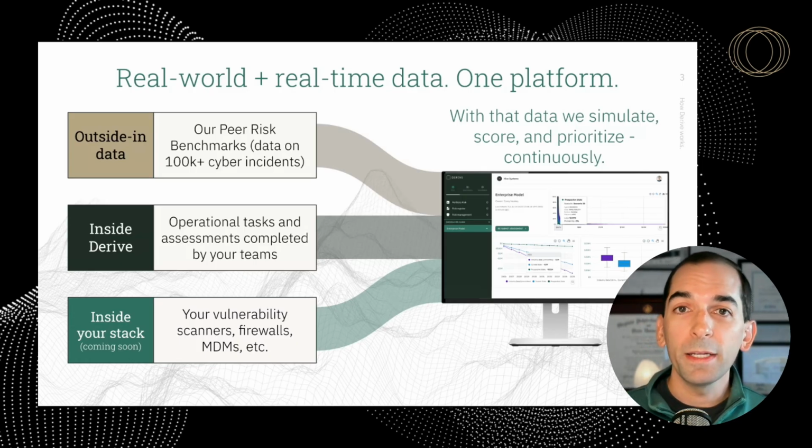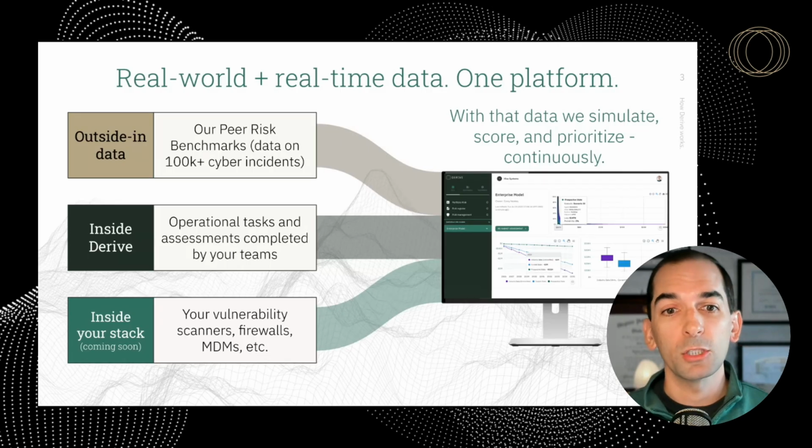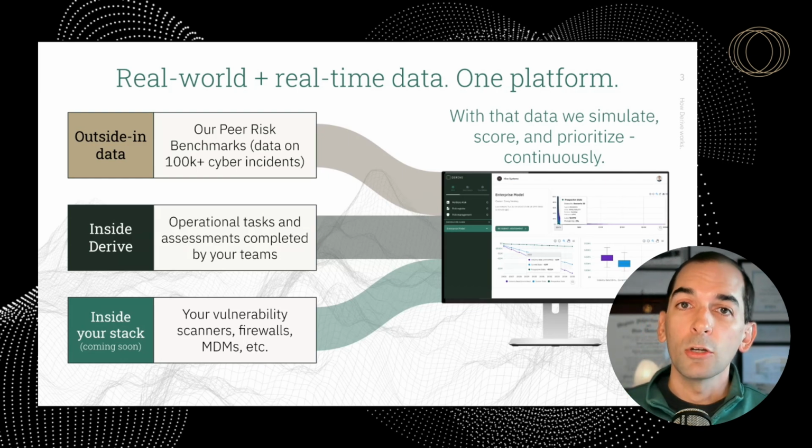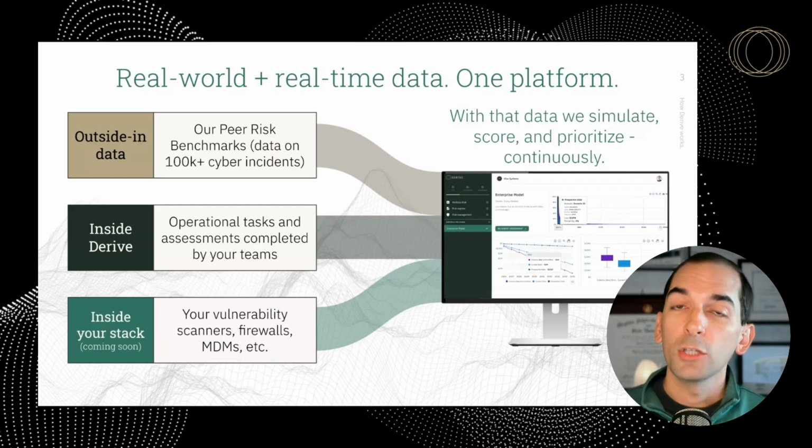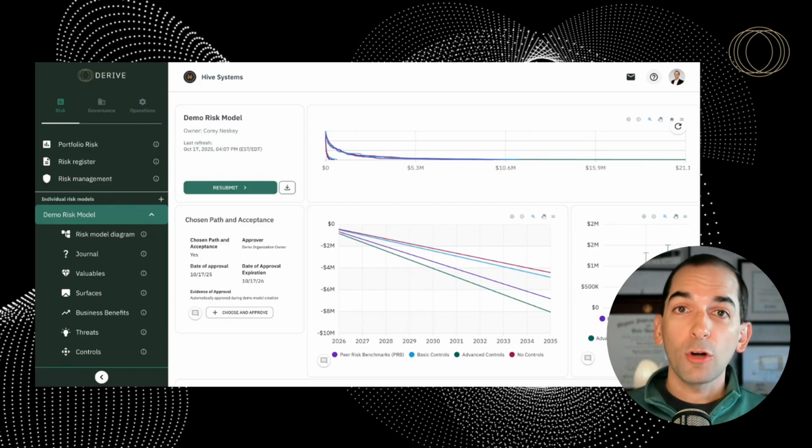As a result, that means that every time something changes, a new incident in our benchmarks, a missed review, or a completed incident response tabletop exercise, Derive remodels that risk and reprioritizes your roadmap. So you're always working on what matters the most right now. Let's start with the risk module.